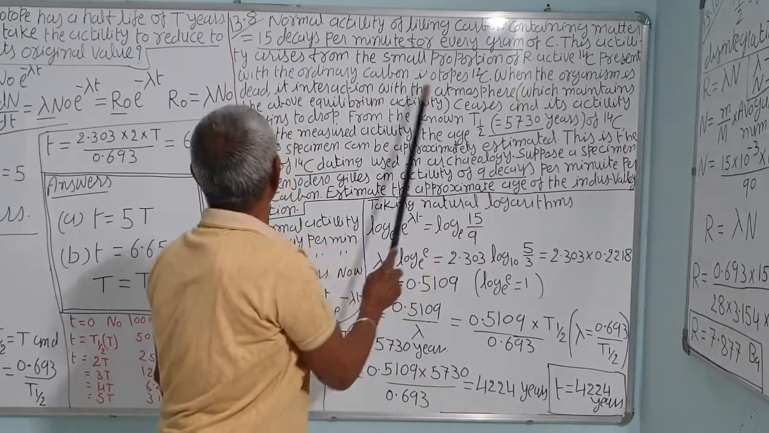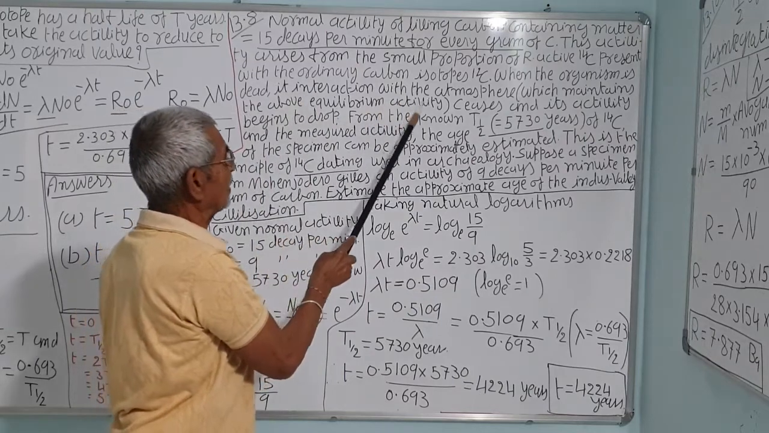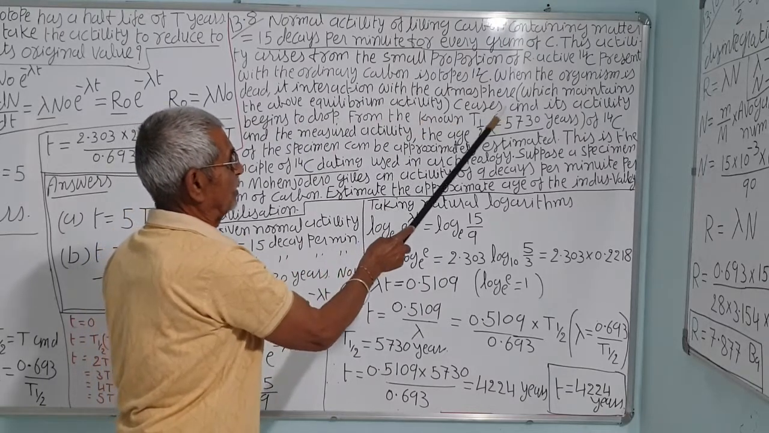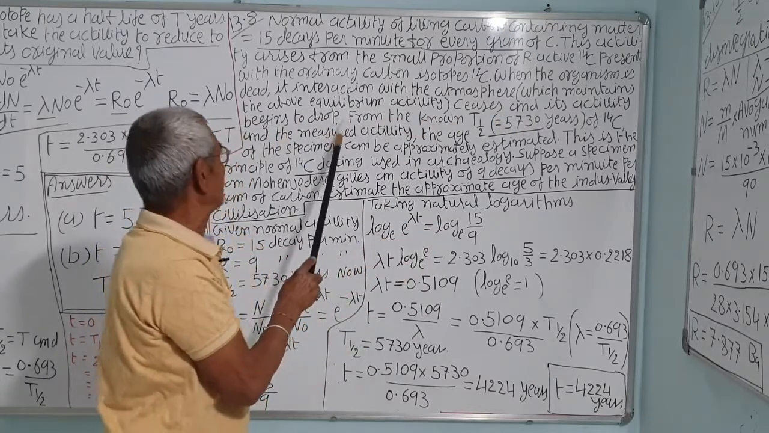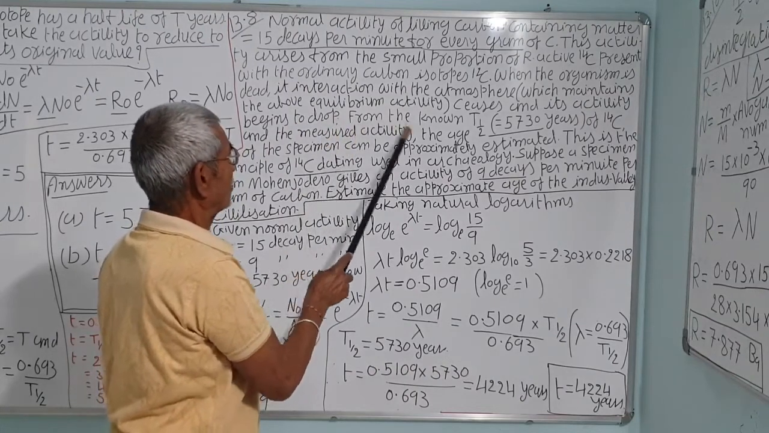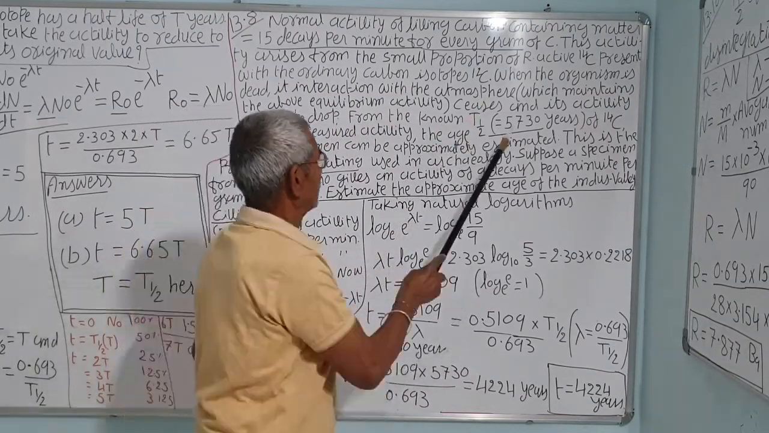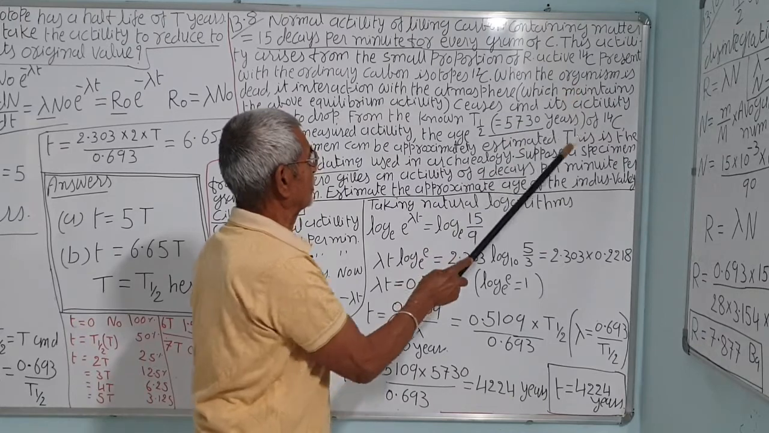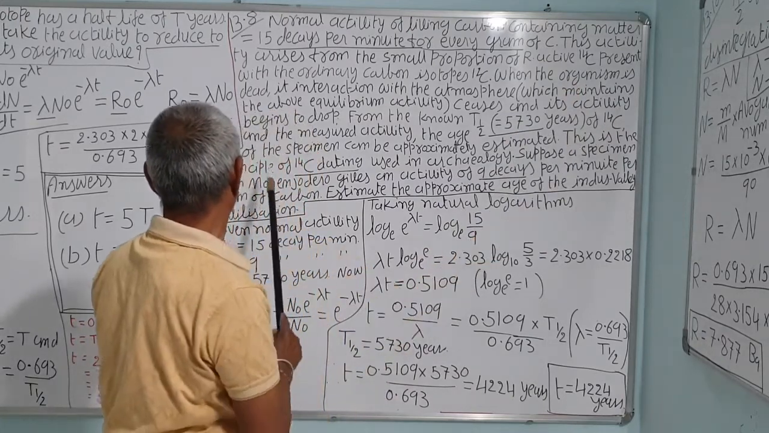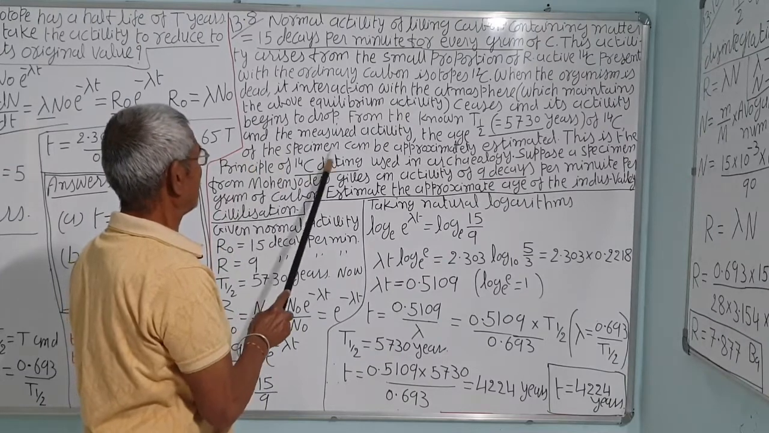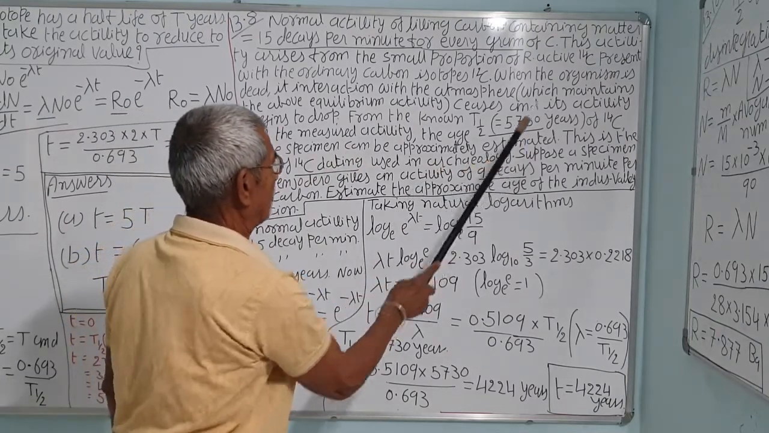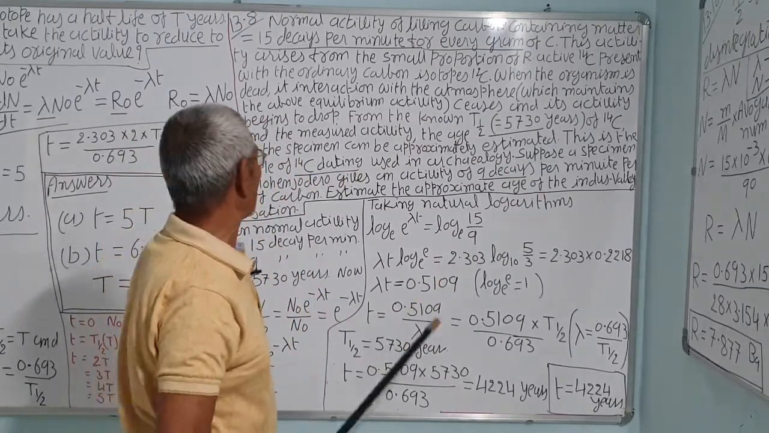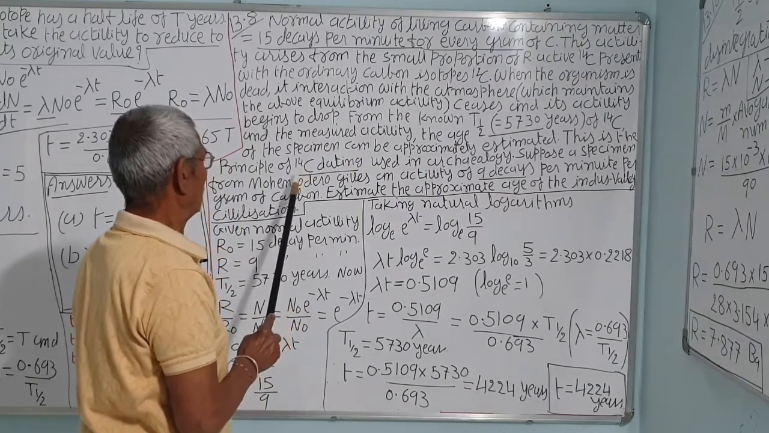When the organism is dead, its interaction with the atmosphere, which maintains the equilibrium activity, ceases and its activity begins to drop. From the known half-life of carbon-14, that is 5,730 years, the age of the specimen can be approximately estimated. This is the principle of carbon dating, the process called carbon dating with C-14.